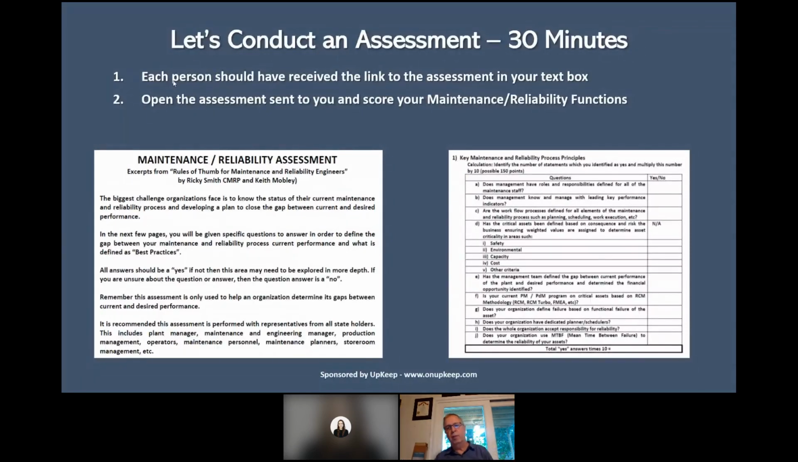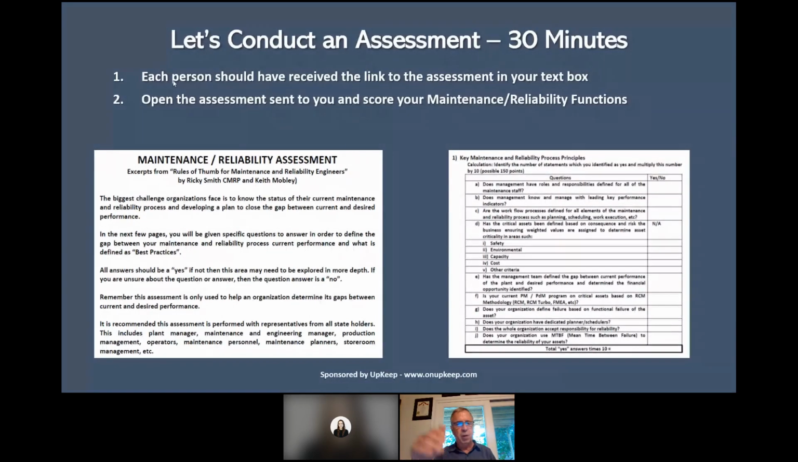I'm just going to show you one to begin with. Let's just take the one to the left. It says key principles, maintenance and reliability process principles. Does management have roles and responsibilities defined for all of the maintenance staff? Yes or no? Does management know and manage with leading key performance indicators? Yes or no? There's no in between. It's either yes or no.